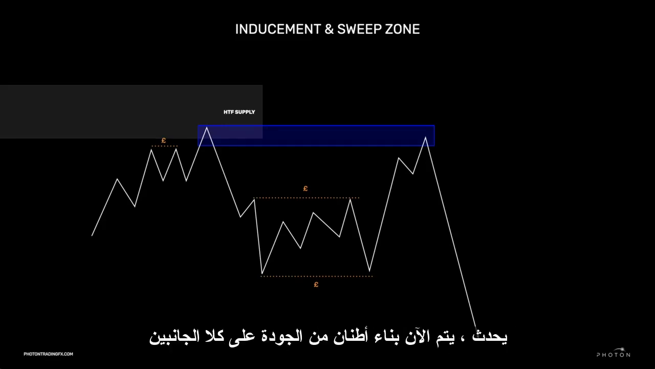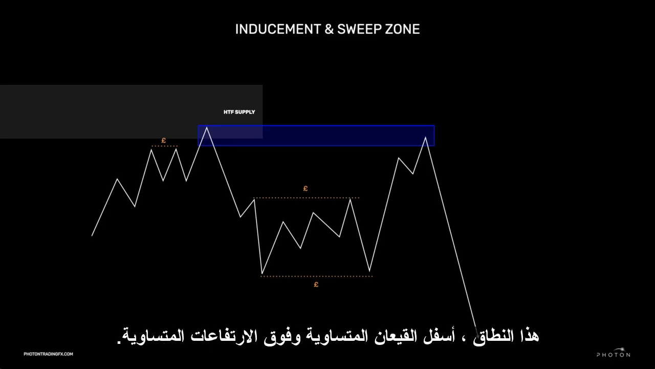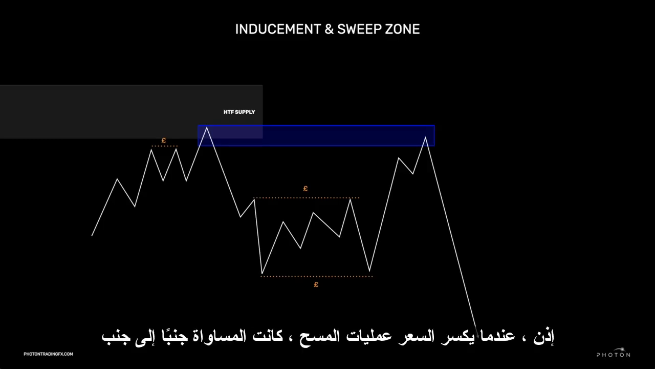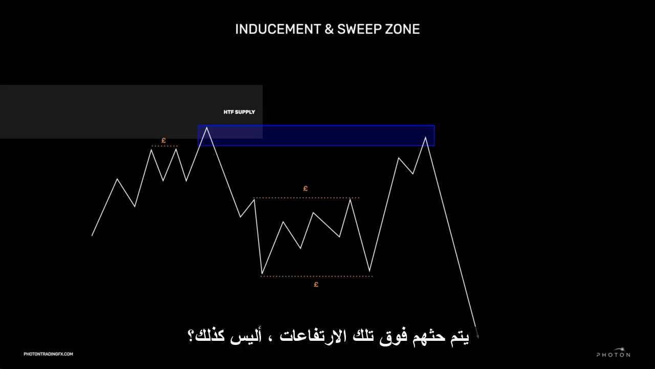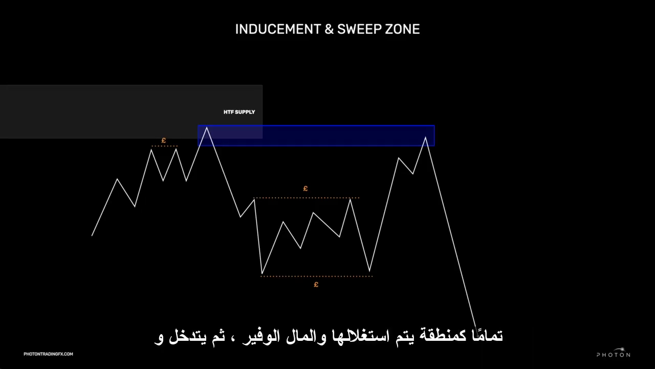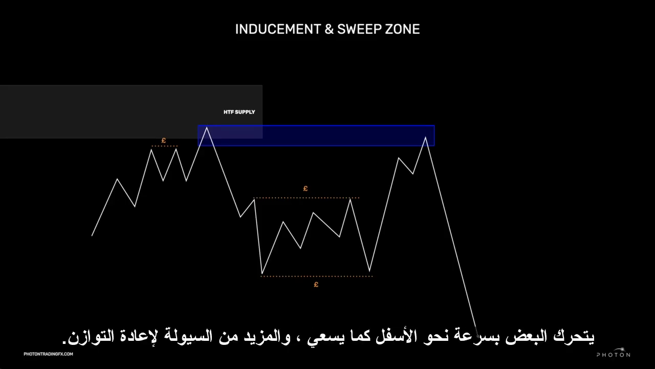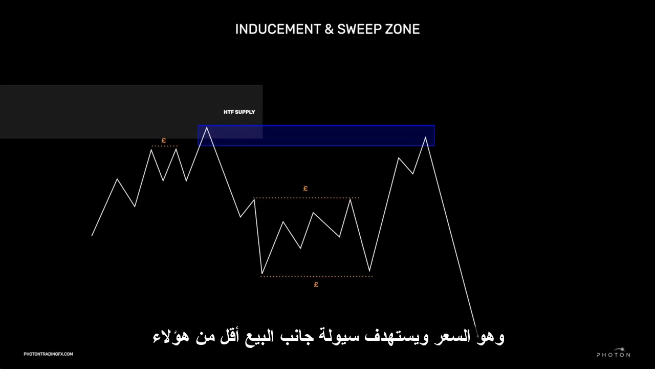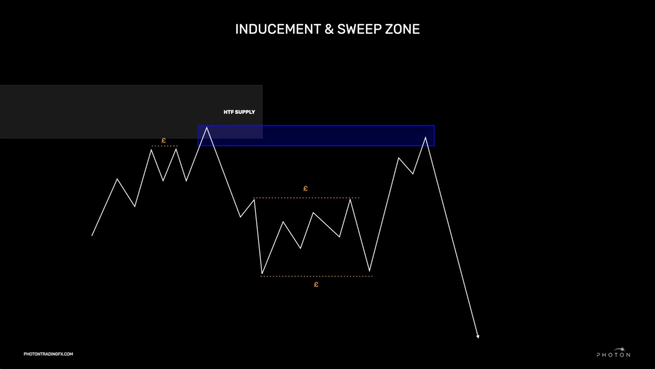And as this price action is occurring, tons of liquidity is now building up on both sides of that range, right? Below the equal lows and above the equal highs. So then when price breaks up, it sweeps the buy side liquidity that was being induced above those highs, right? For then the large money from that supply zone to sell into. As that zone is tapped into and the big money steps in, price then rapidly moves down as it seeks more liquidity to rebalance price, and it targets the sell side liquidity below those equal lows.